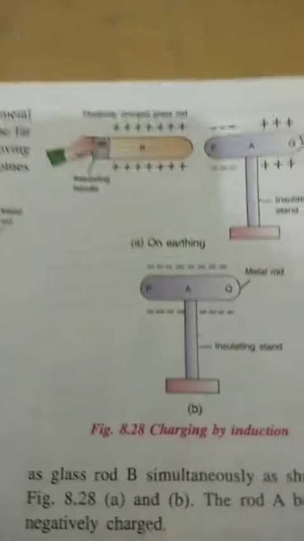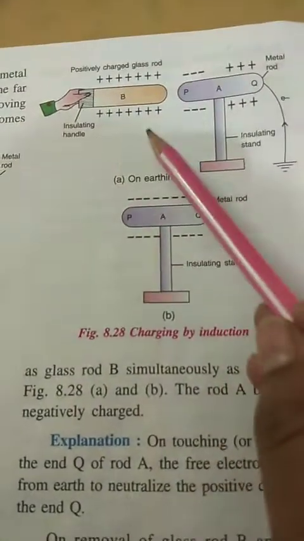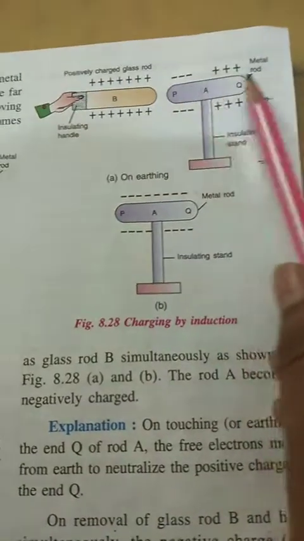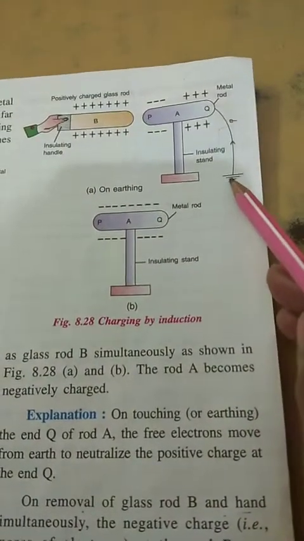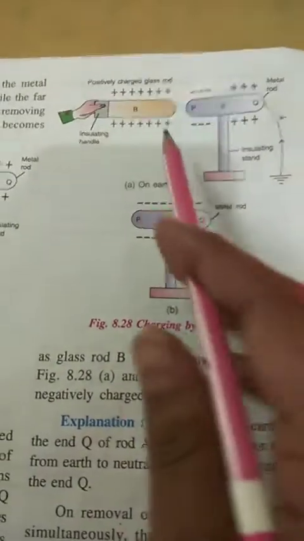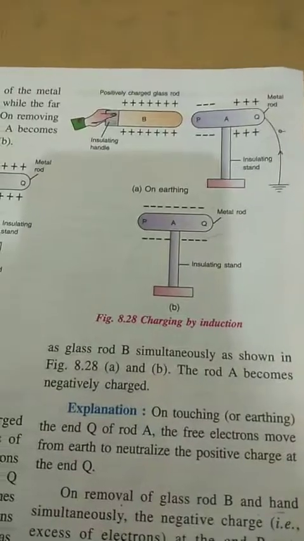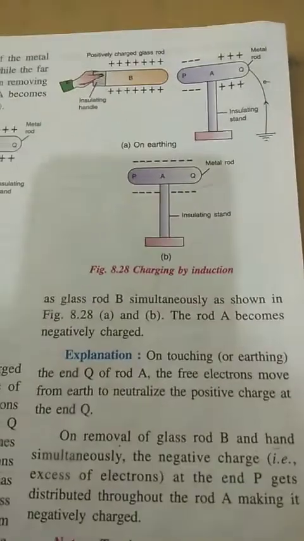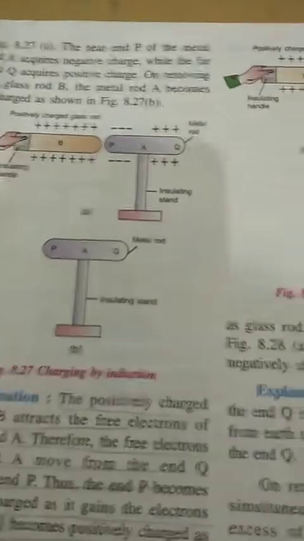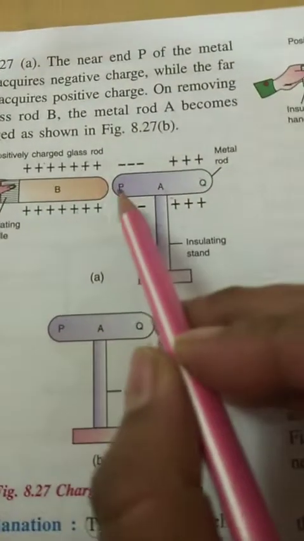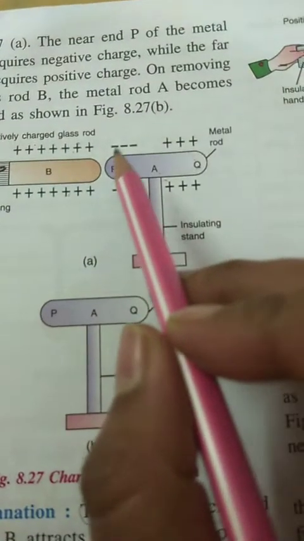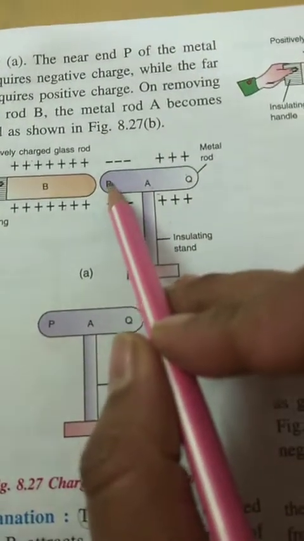Now what will happen, you can see further, this body is also earthed. Earthing means it is getting electrons. So once you remove this glass rod, this whole metal rod will become negatively charged. Now students, my question to you is, what charges will be acquired at point Q and at the corner of the metal rod at point P?